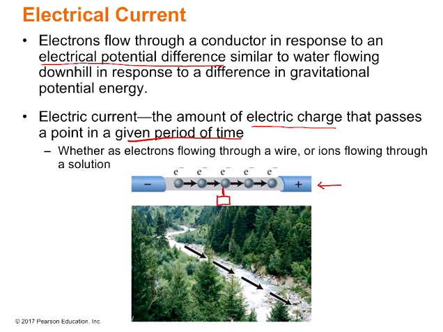Now, another way for electrons to flow is through a solution. We'll talk about examples of that in a second. And then even further down below, we have a picture of water flowing due to gravity. Again, this is very similar to how electrons flow, but instead of gravity affecting their flow, it's a potential difference that's causing them to flow.